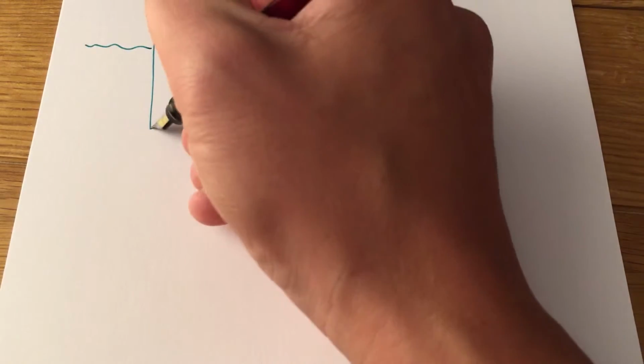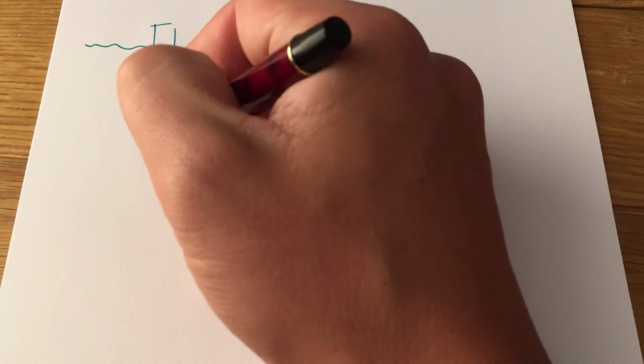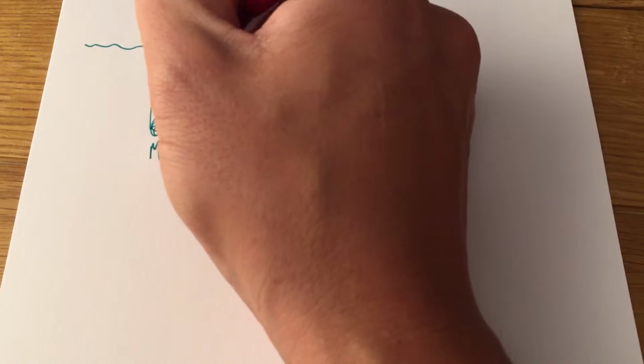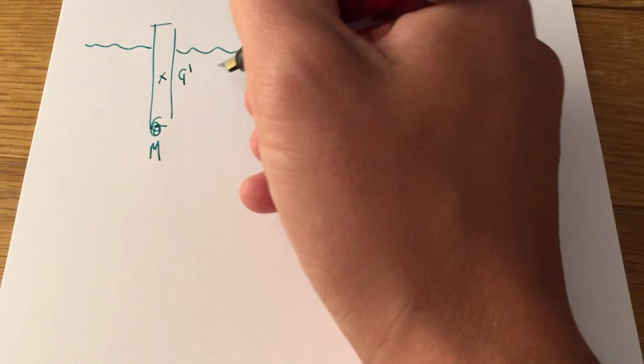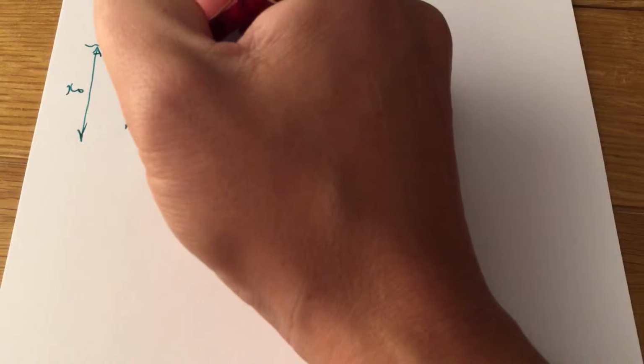Okay, first of all, let's just draw that situation. There is the mass. Of course, we have the centre of mass, or the centre of gravity, of the displaced liquid, and the object's centre of gravity. This is x naught. Let's say this is y.